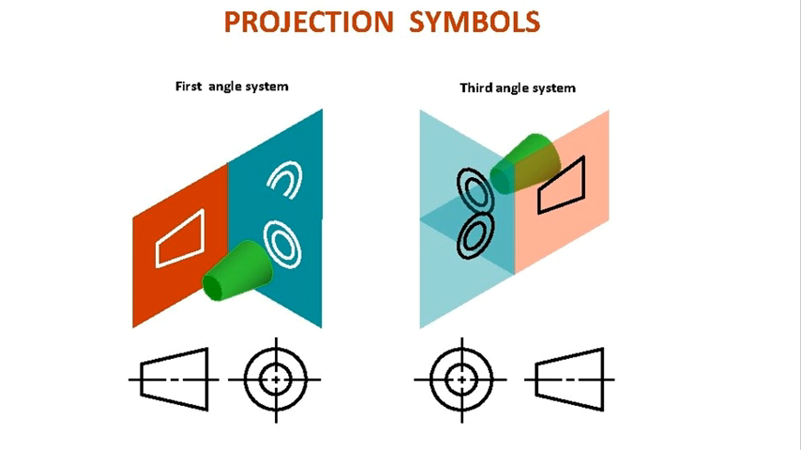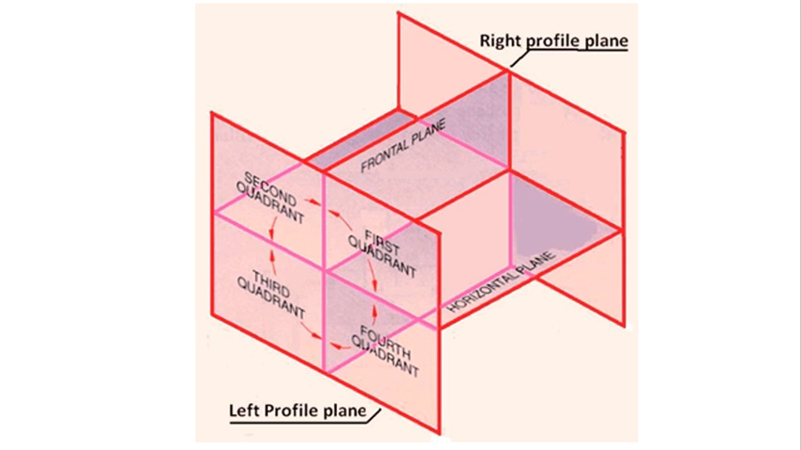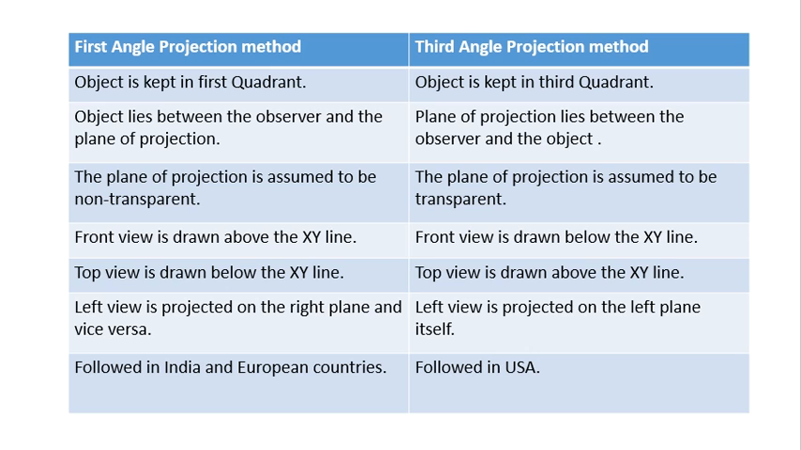Look at this figure. Here you can see the quadrants: first, second, third and fourth. The space between these planes, the frontal plane and the horizontal plane, is nothing but the quadrant. Now coming to our slide. In first angle projection method, the object is kept in the first quadrant, and in third angle projection method, the object is kept in the third quadrant.